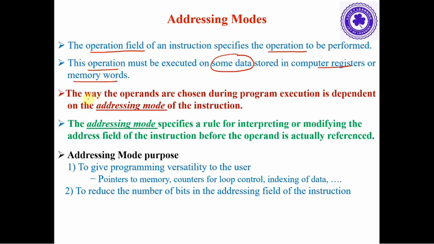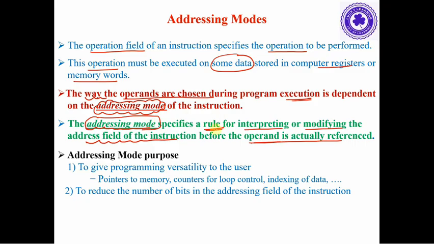Now we have to find the way the operands are chosen during program execution, depending on the addressing mode of the instruction. It means, what is an addressing mode? Addressing mode specifies a rule for interpreting or modifying the address field of the instruction before the operand is actually referenced. How the operand is to be referenced for performing a particular operation is going to be decided by the addressing mode of the instruction.